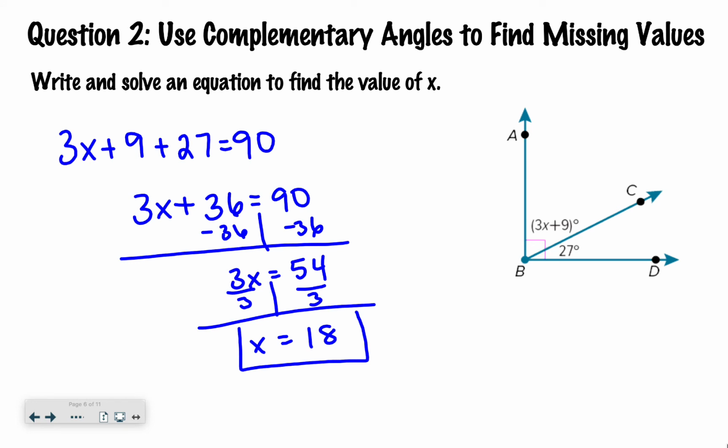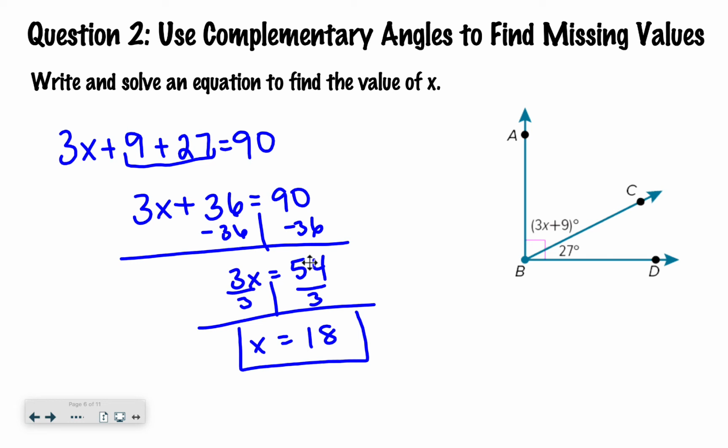For this problem, hopefully you said 3x plus 9 plus 27 equals 90. And then you can simplify that a little bit. 9 plus 27 is 36. So then you have 3x plus 36 equals 90 because we're dealing with complementary angles. In order to get x by itself, you subtract 36 from both sides. Then you're left with 3x equals 54. And then you divide both sides by 3, and you are left with x equals 18. If you have questions about that problem, please be sure to reach out for some help. I'm happy to help you.